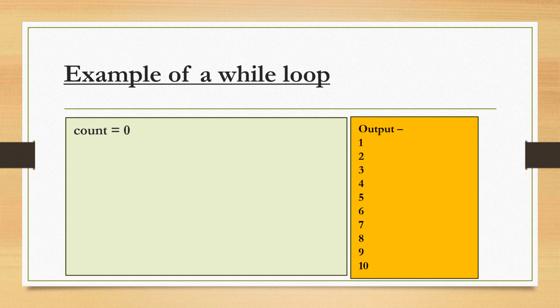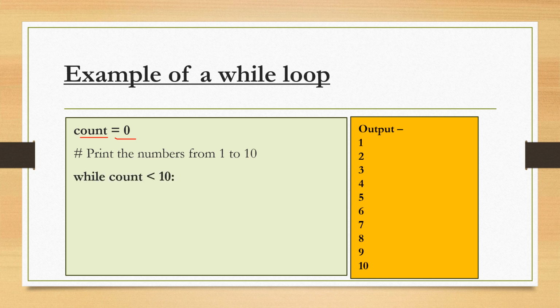First of all, this is the program. What is our program? We have to print the values from 1 to 10. So first of all, we have created one variable, count, and we have assigned the value 0 to our count variable. After that, what is the work of this code? Print the numbers from 1 to 10.